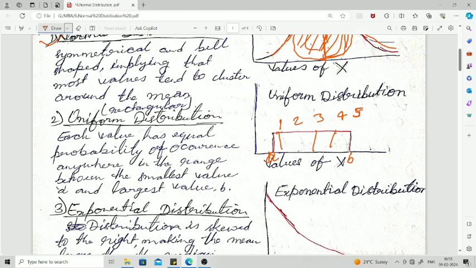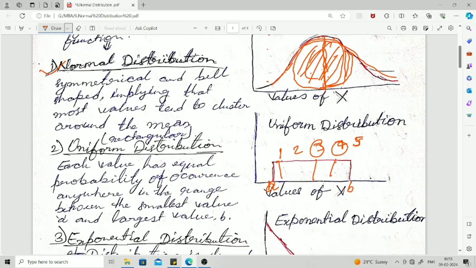So each value has equal probability. Whether it is 3 or whether it is 4, for all these numbers there is equal probability. So that's about uniform distribution. But in case of, now you see just above there it was normal distribution.